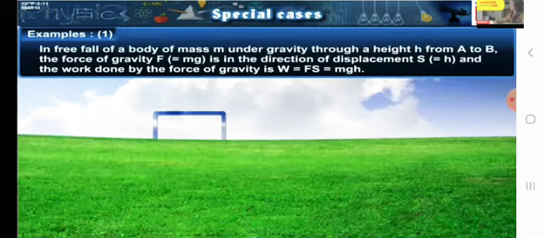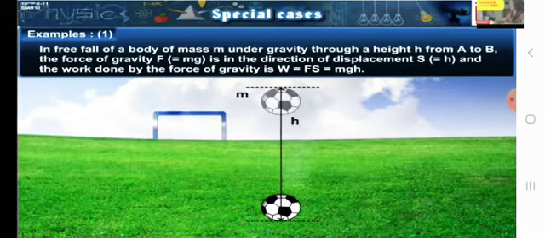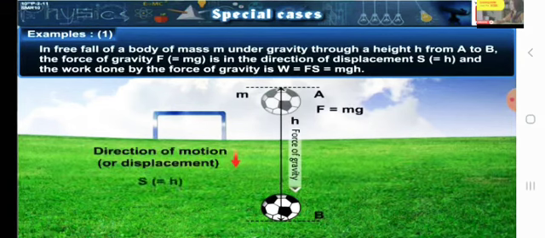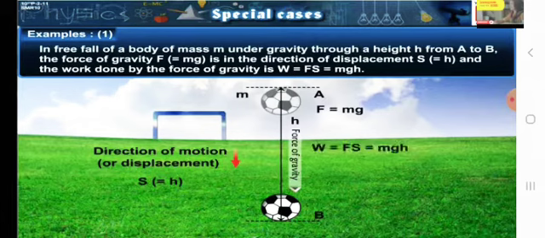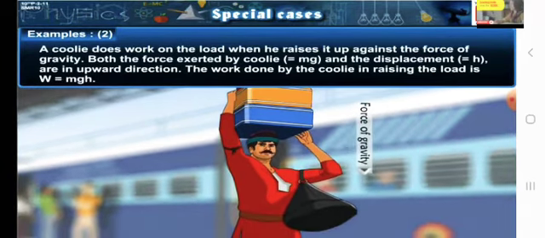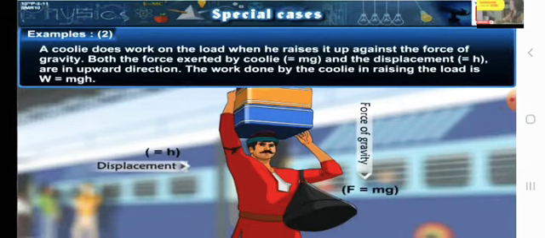Examples. 1. In free fall of a body of mass m under gravity through a height h from A to B, the force of gravity F = mg is in the direction of displacement S = h, and the work done by the force of gravity is W = Fs = mgh. 2. A coolie does work on the load when he raises it up against the force of gravity. Both the force exerted by the coolie, mg, and the displacement, h, are in the upward direction. The work done by the coolie in raising the load is W = mgh.